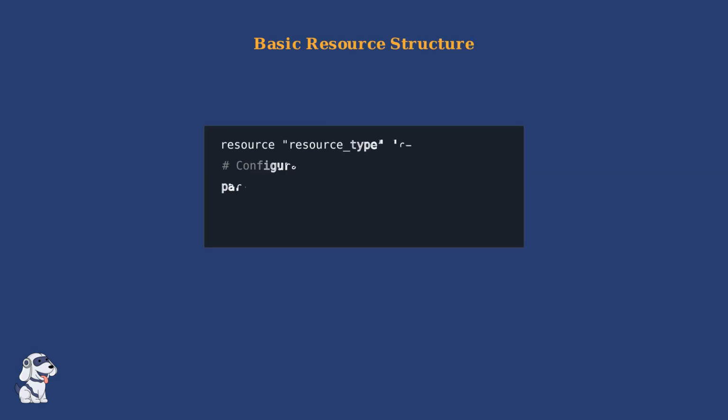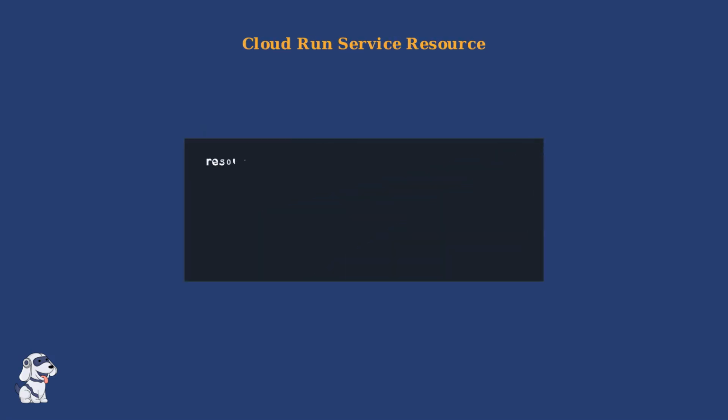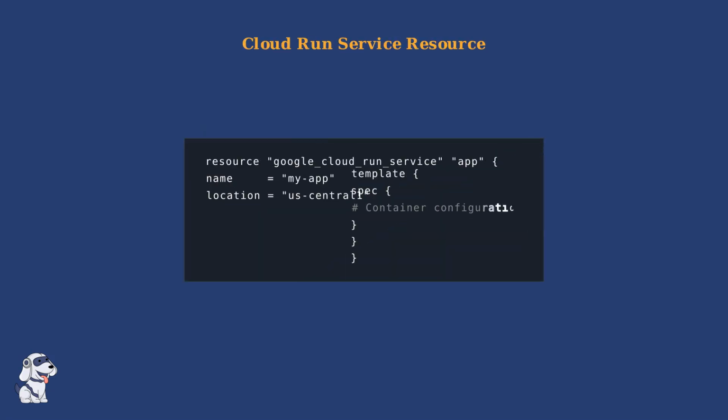The basic structure of a Terraform resource follows a consistent pattern. We specify the resource type, give it a name, and then define its configuration parameters within a block. For Google Cloud Run, we use the google_cloud_run_service resource type. This resource allows us to define all aspects of our Cloud Run service configuration in a single declarative block.